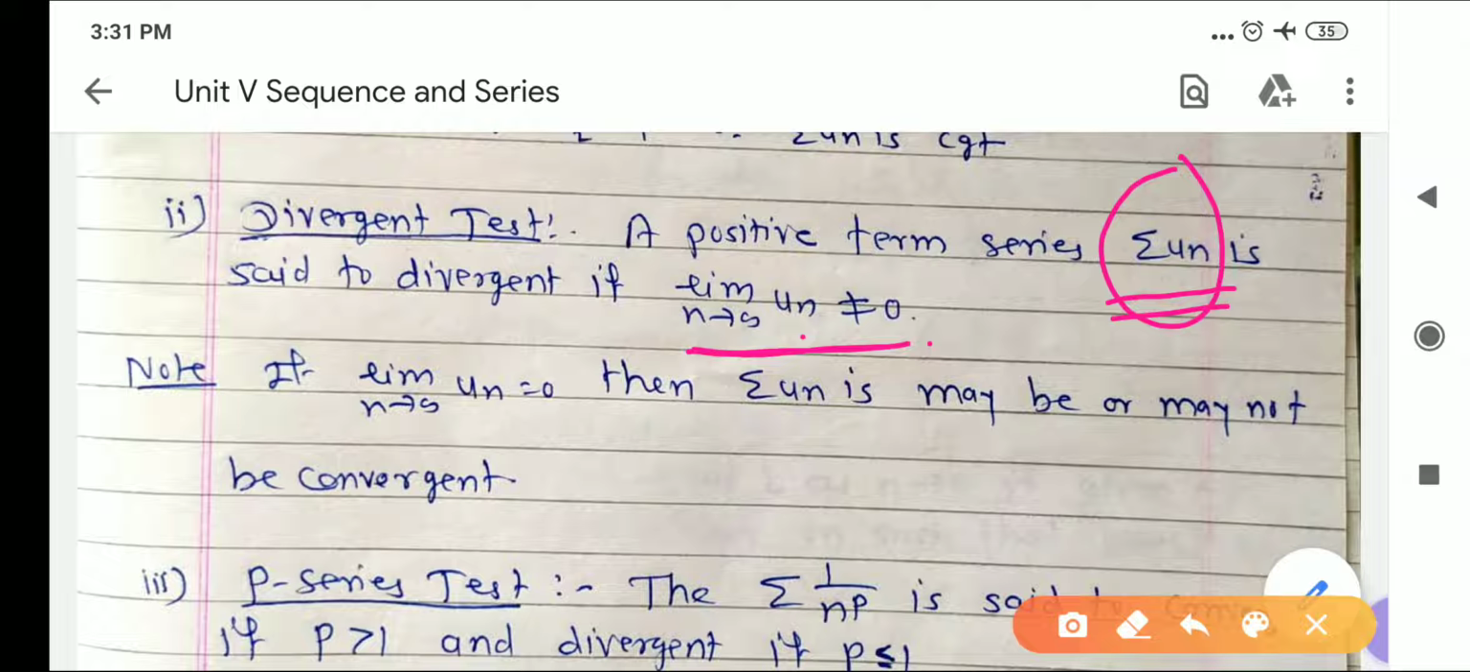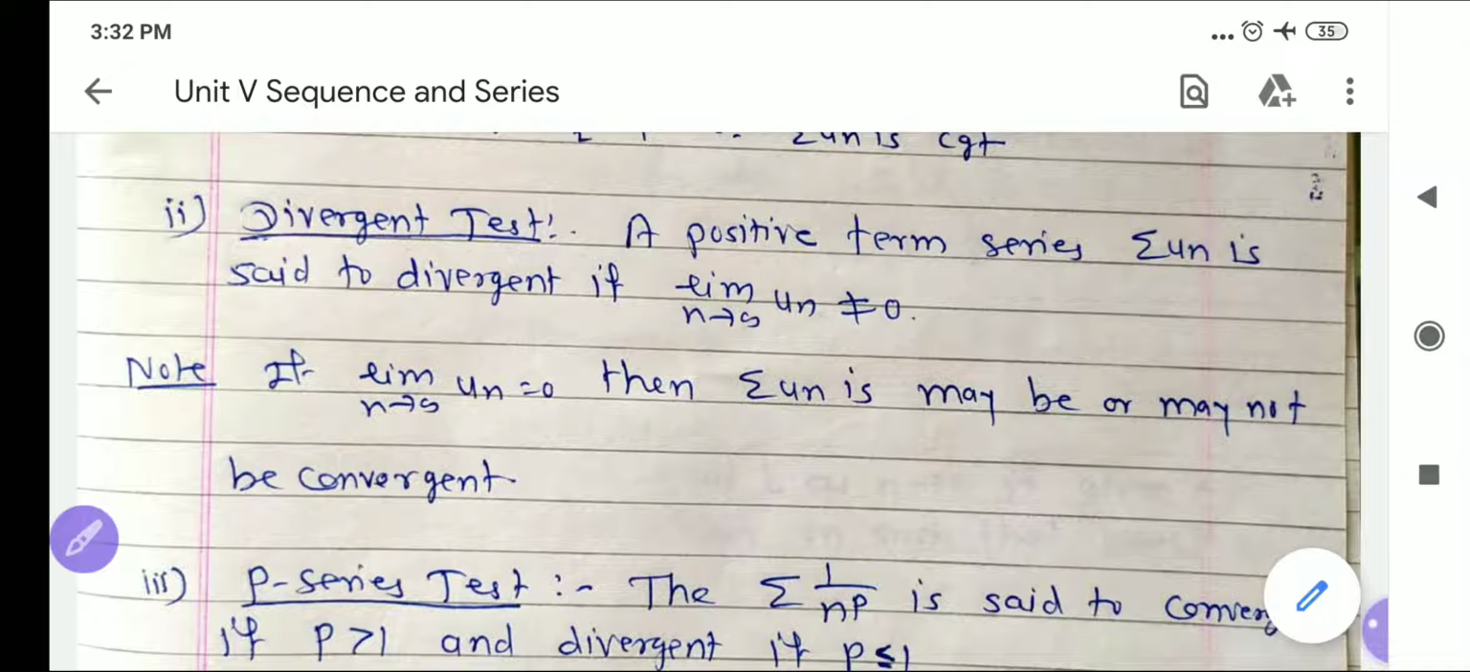Means आप लोग अभी गेस करेंगे यदि लिमिट ऑफ यू एन इज नॉट इक्वल टू जीरो है तो सीरीज डाइवर्जेंट है, देन लिमिट जीरो आया तो वो कॉन्वर्जेंट हो गया. ऐसा नहीं है. इफ लिमिट n टेंस टू इन्फिनिटी यू एन इक्वल टू जीरो आया, तो वी कैन से दैट सीरीज यू एन इज may be or may not be convergent. Okay, we will take some examples on this also after taking p series test.